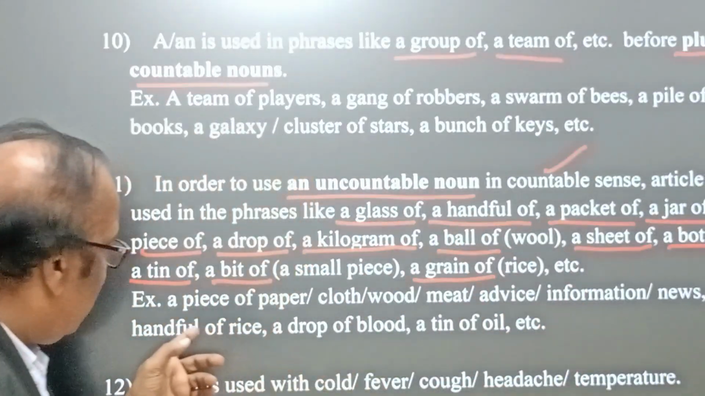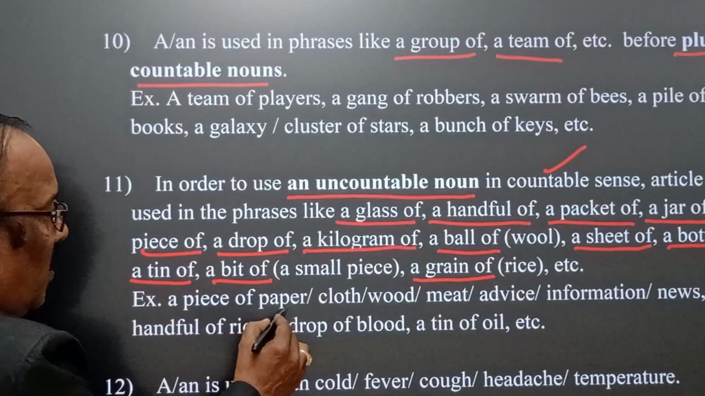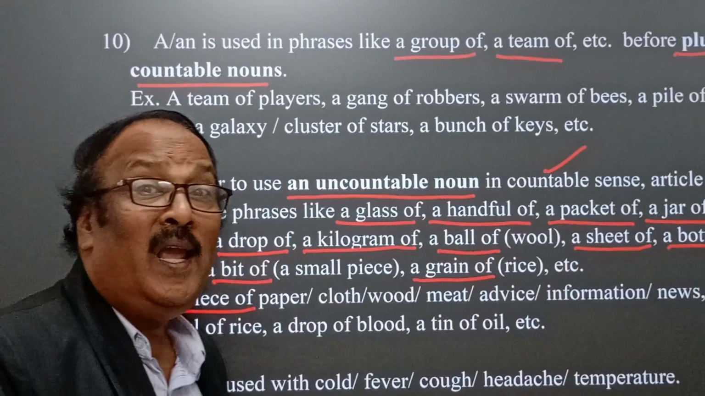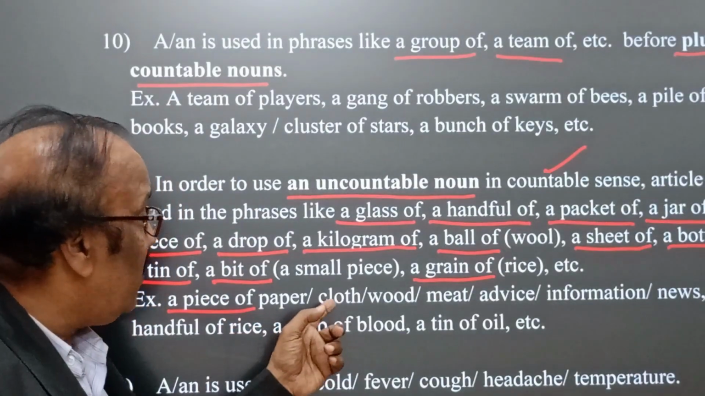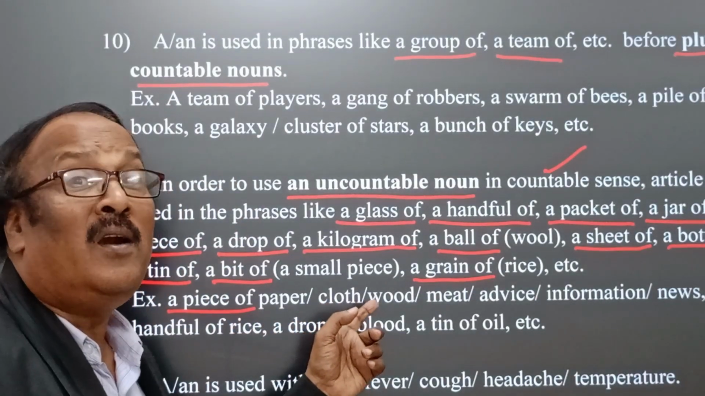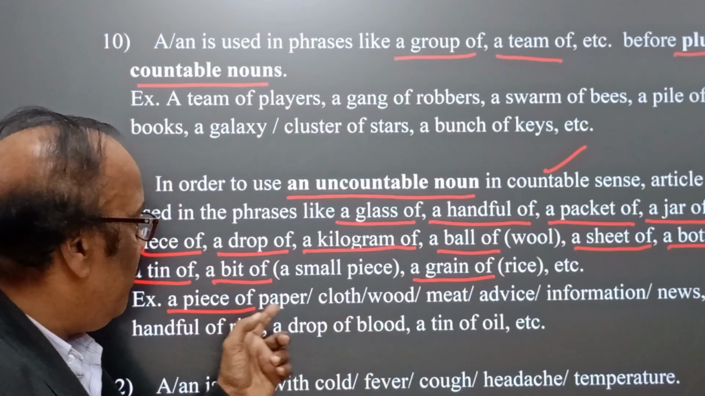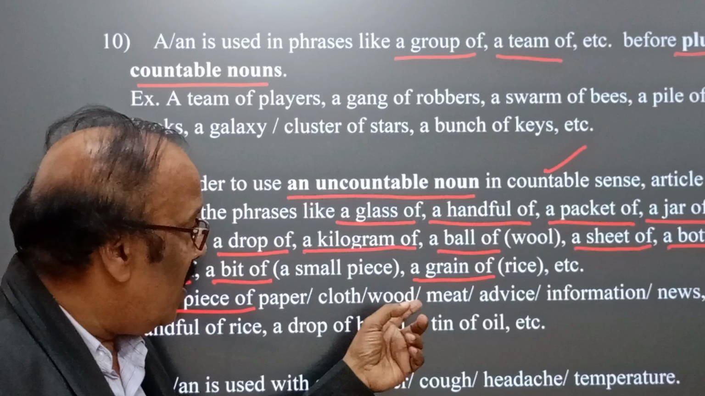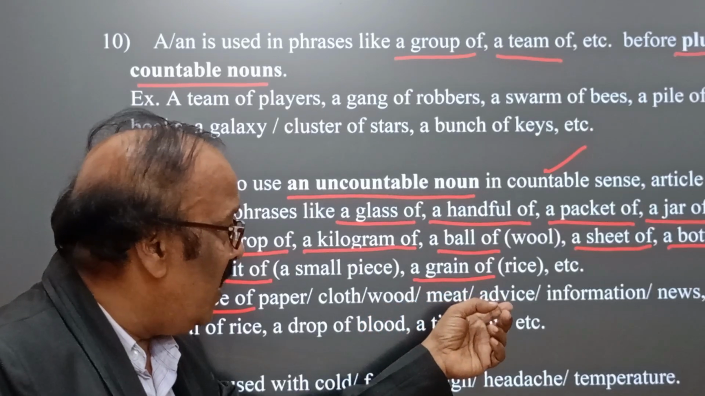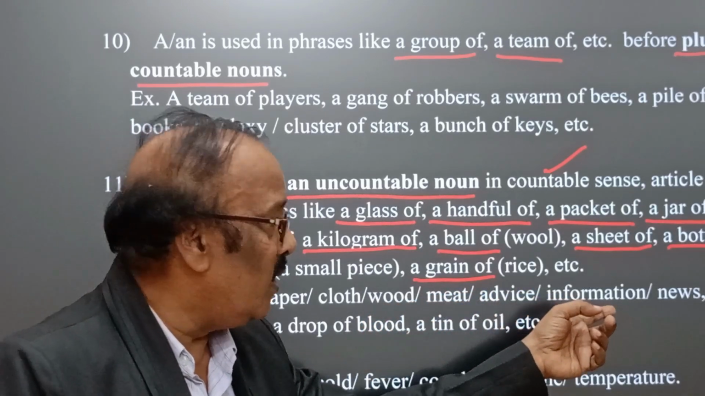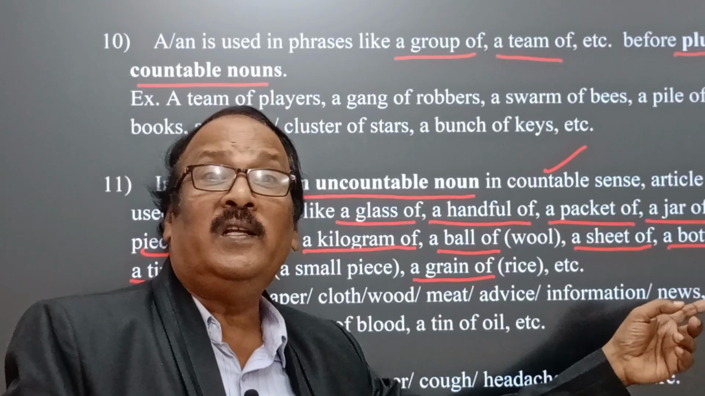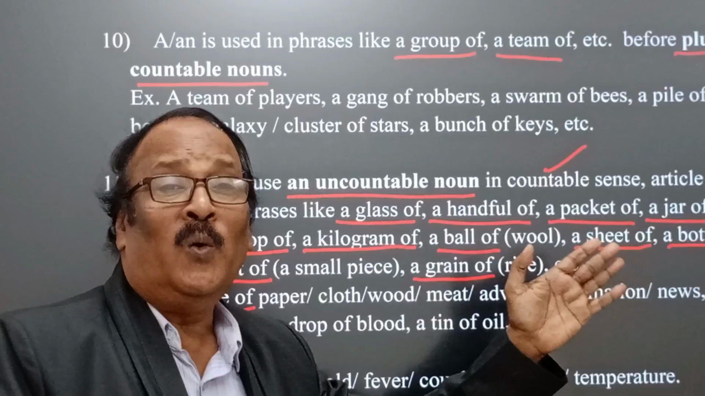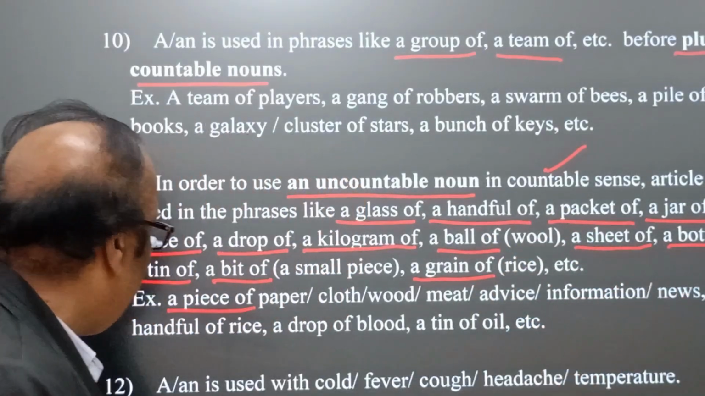Okay, then see the examples. A piece of paper. Naturally, a piece of paper, we cannot say a paper. Or a piece of cloth. Yes, we cannot say a cloth. A piece of wood, we cannot say a wood. Similarly meat, advice, information, and news. It is a piece of very heartbreaking news. Okay, so you see how we use the matter.